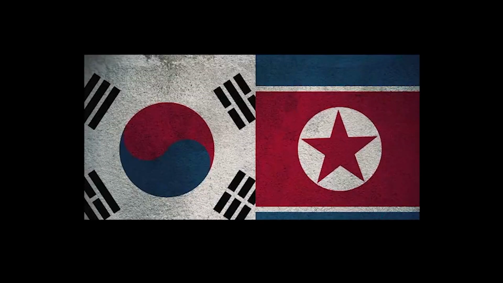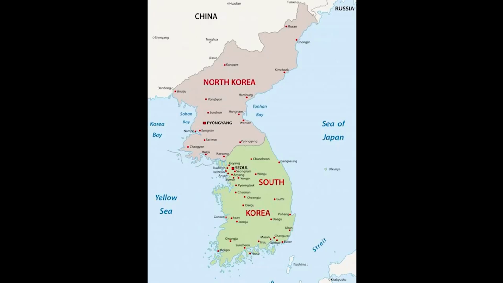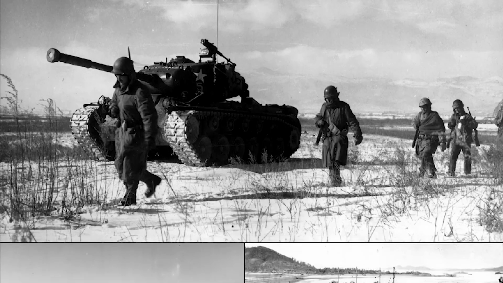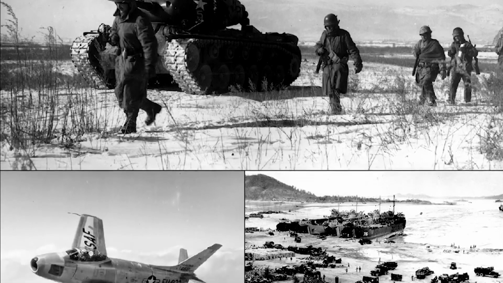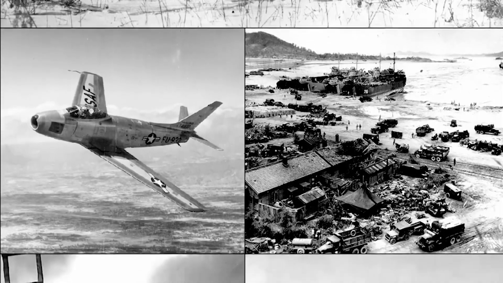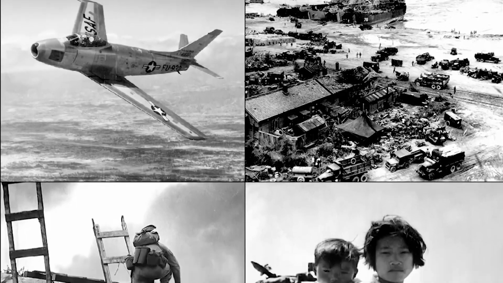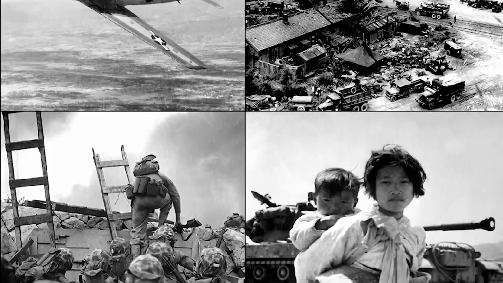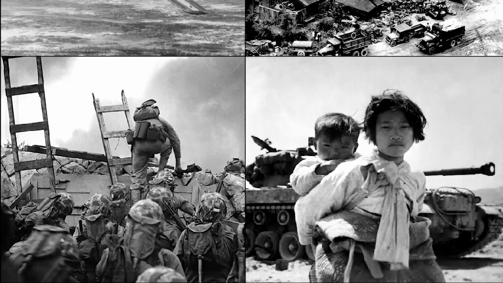In the year 1950, there was a bitter conflict between South Korea and North Korea. In South Korea, there was a pro-United States of America government, and in North Korea, there was a communist government. When the conflict reached a bitter stage, the United States of America immediately interfered in Korean politics and wanted to help South Korea fight the North Korean army.